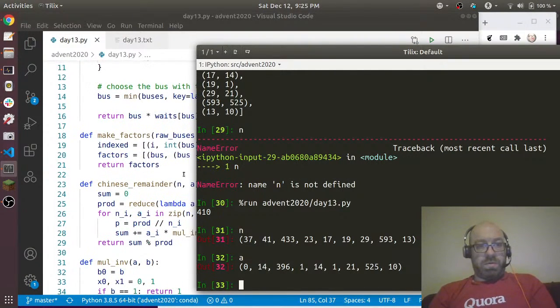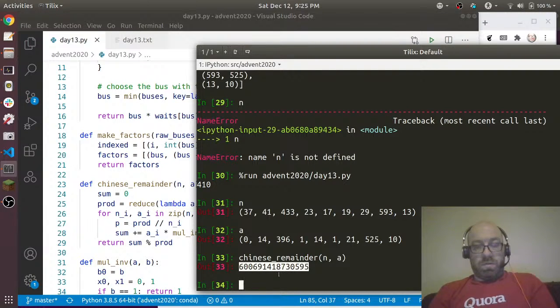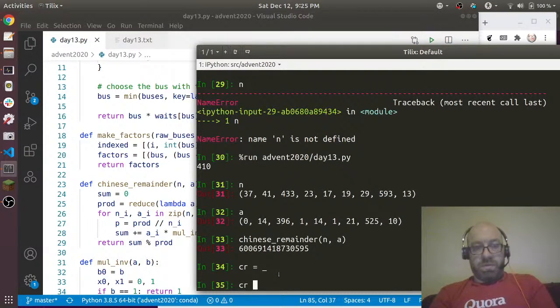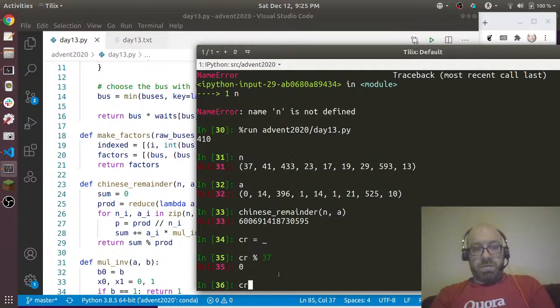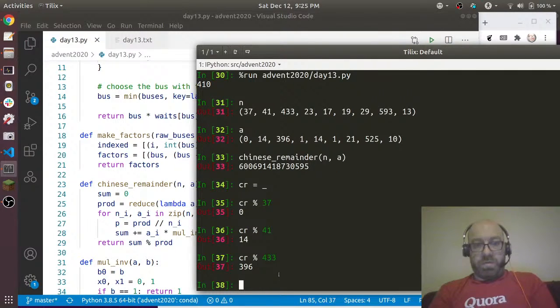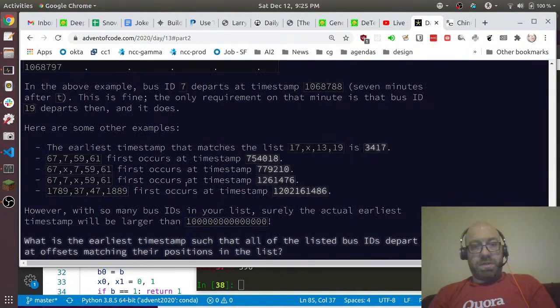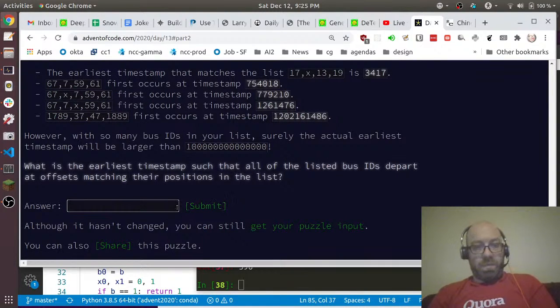And now let's do this and say CR mod 37, CR mod 41, CR mod 433. Okay, good. So let's copy this and see if it works. Is this cheating? It probably is cheating, but that's okay.